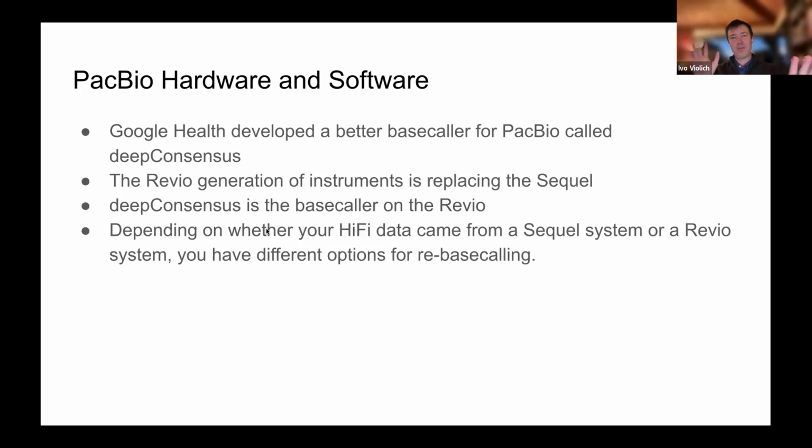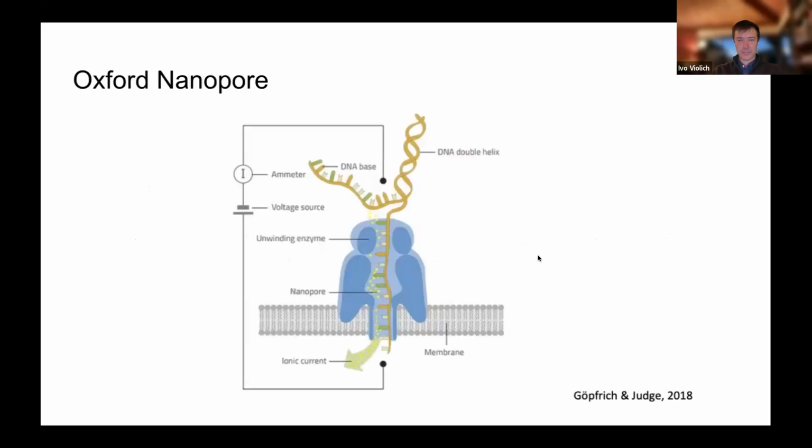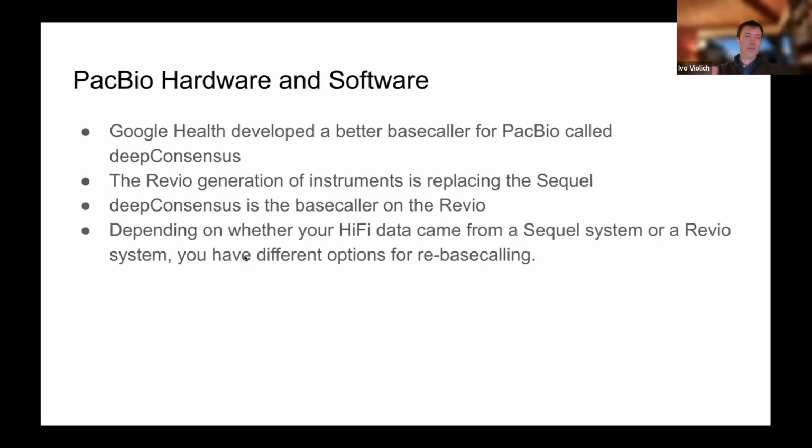We probably don't have to worry about it, but if you have Sequel data, you could rebase call it using DeepConsensus. But for now, we don't have to worry about this too much. Just know that the Revio is brand new, and folks are still figuring out how to make sure that the data is retaining all the information that you need for future rebase calling or future modification recalling.